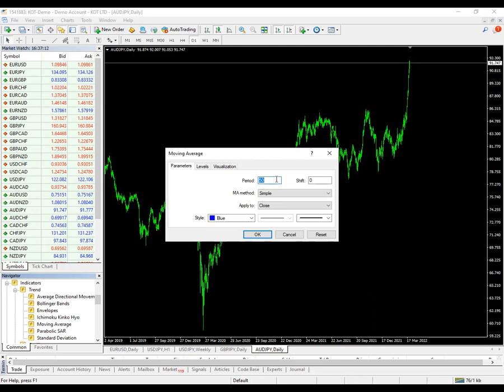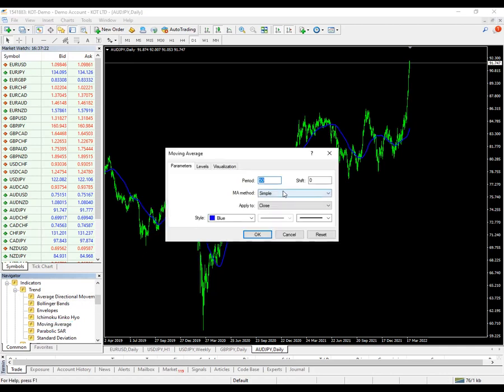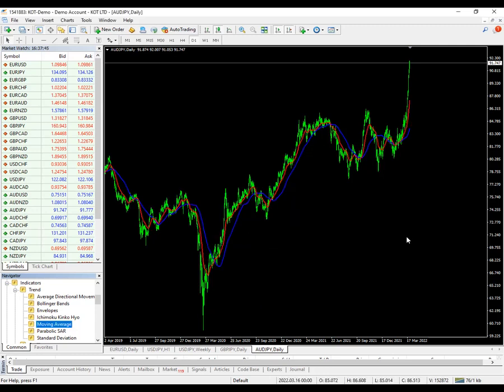Let's use 50, which is already in there. 50 for MA, simple moving average. Let's make the color blue. So this is the simple moving average. I pray that you see it well. Now let's go back and bring the next moving average. Let's make it 20, and then change it from simple to exponential, and change the color to red. So the red color is the 20, and the blue color is the 50.